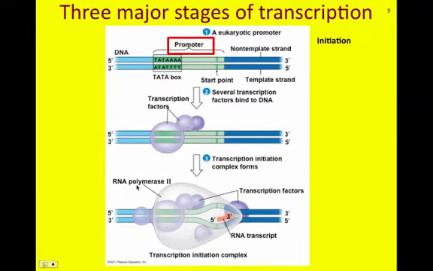And so RNA polymerase will begin to add RNA nucleotides one by one, base by base, to create that primary transcript from the template strand only. And the whole complex containing the RNA polymerase II and the transcription factors is known as the transcription initiation complex.